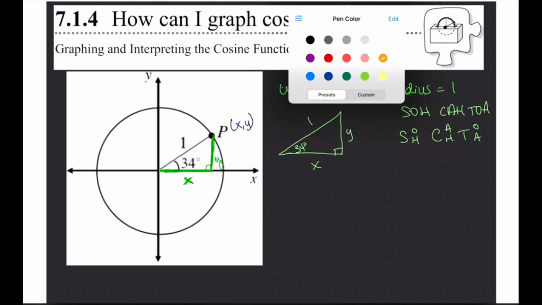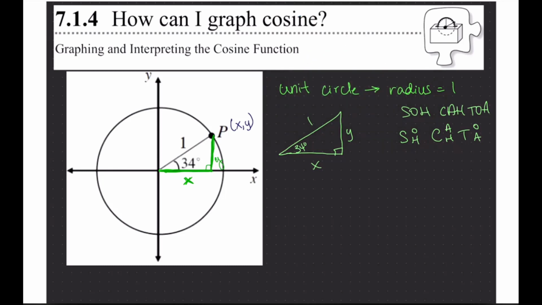I just can never pick the right color. I don't know. So let's name our sides. When it comes to figuring out the opposite, adjacent, and hypotenuse, it always comes from the angle we're working with. So we're working with this 34 degrees. So opposite, adjacent, or hypotenuse.